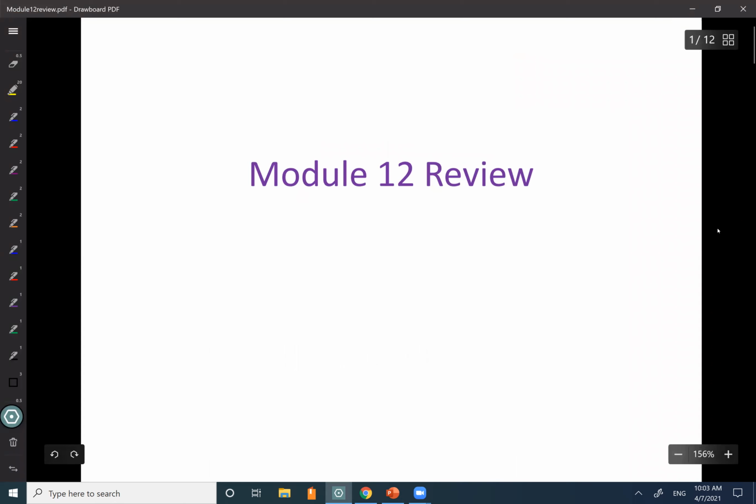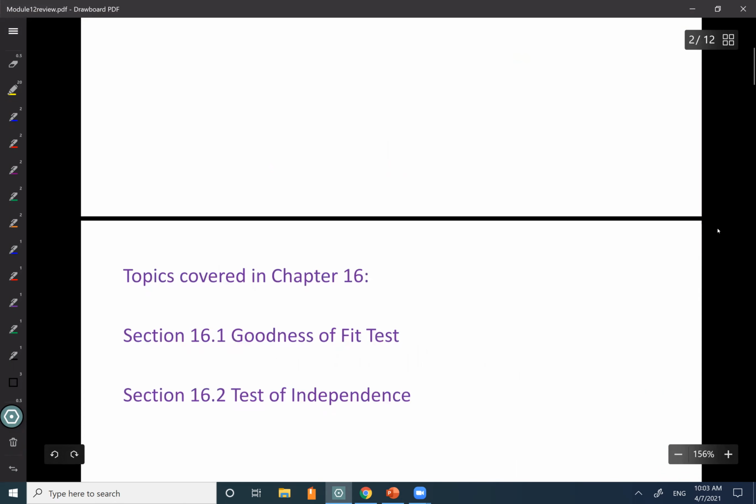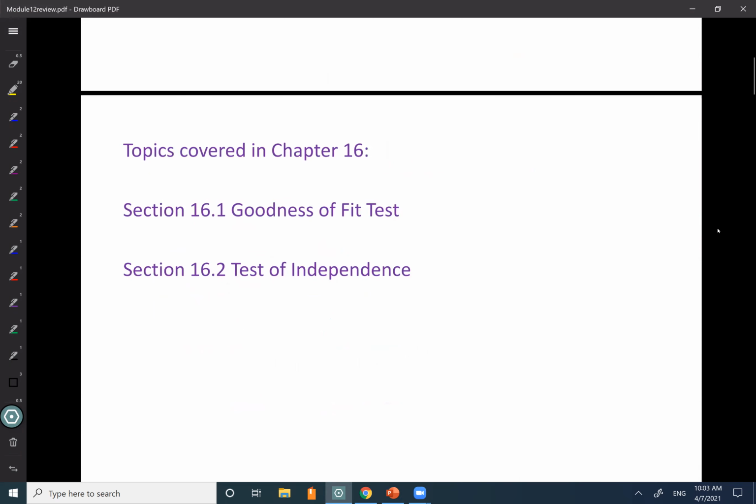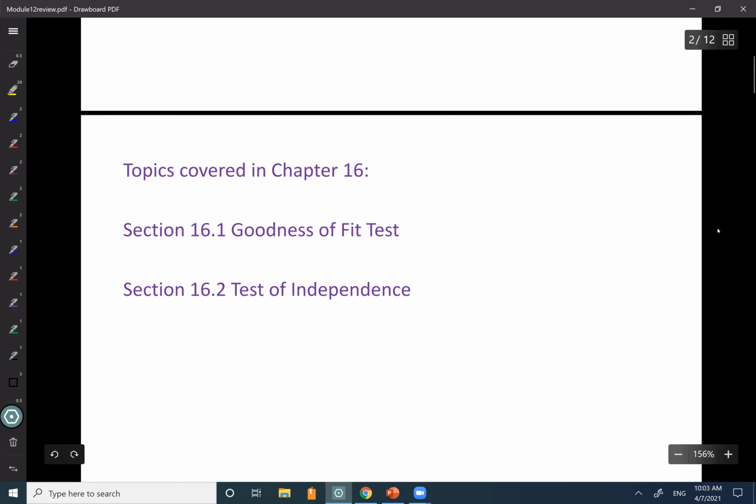Module 12 review. As I said, the topics covered come from chapter 16, two tests. One is called the goodness of fit test, and the other one is called the test of independence. What we're looking at in this chapter for these two sections is categorical data, data that is organized in categories. We call it count data because we just count the number of observations in that category. These tests come from a family of tests called the chi-square.